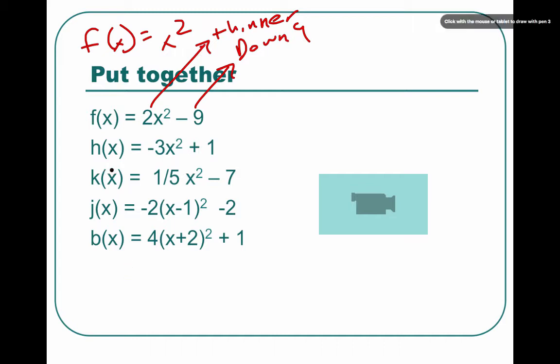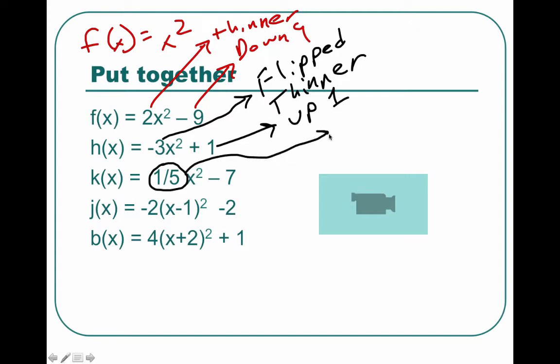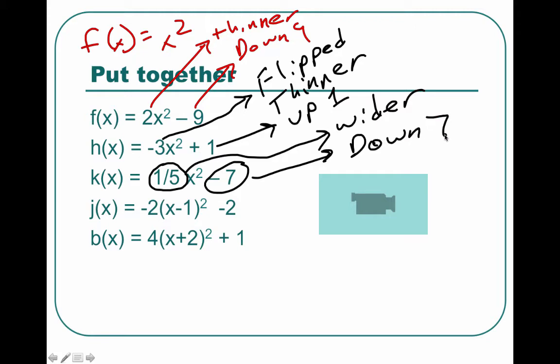H of x, it's going to be reflected or flipped. That's the negative, and then it'll be thinner because it's going to be going faster, and this will be up 1. Next one, this guy will be wider because it's going to go slower because of the 1/5, and this makes it go down 7.